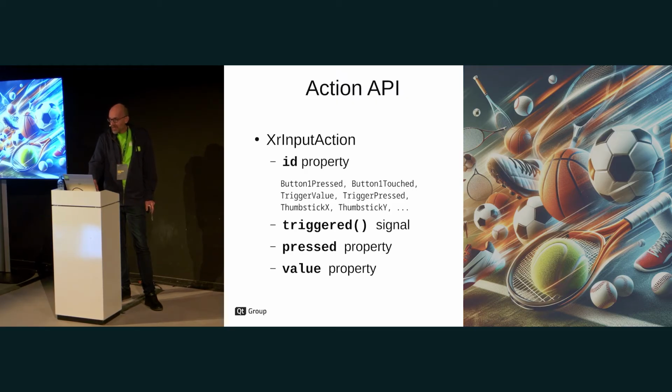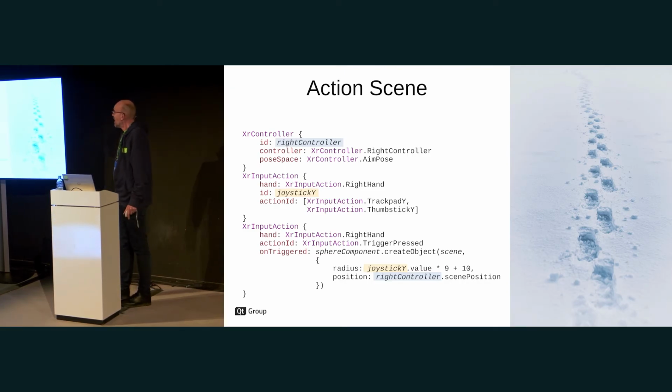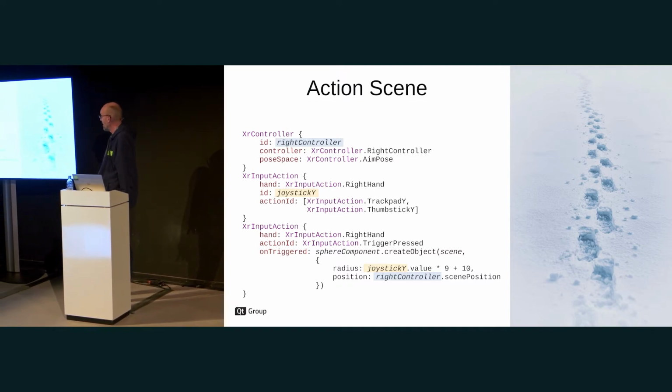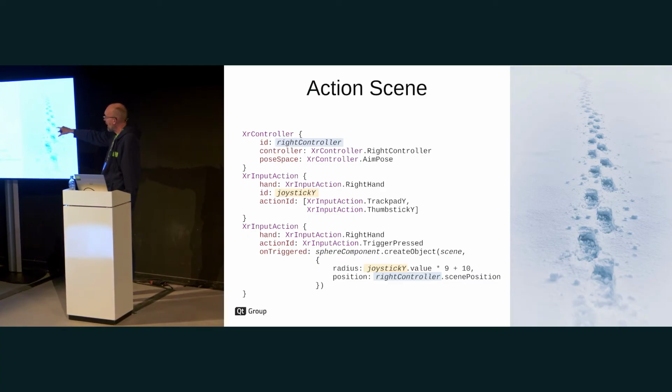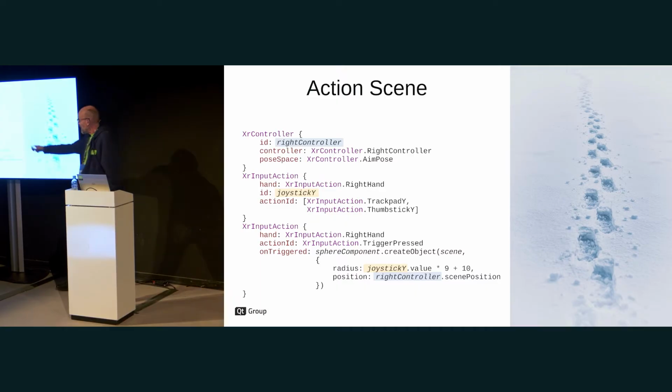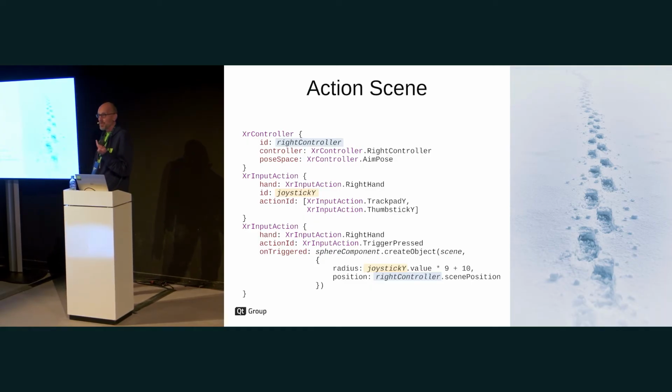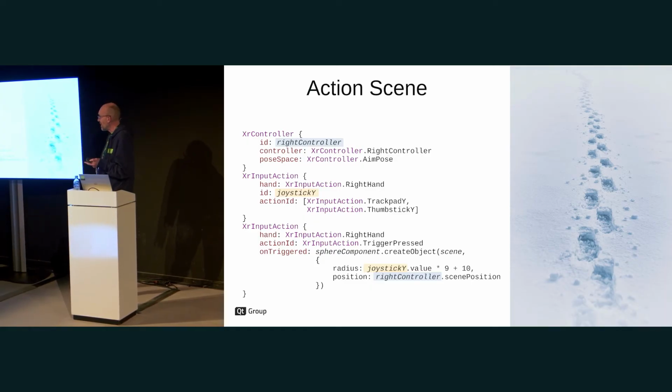So let's make a quick scene using this. We're creating a controller. We call that right controller. Then we make one action for the joystick. You can see here we're actually using a list. This is because different platforms have different controllers. This controller has a thumbstick. Other controllers have a trackpad.